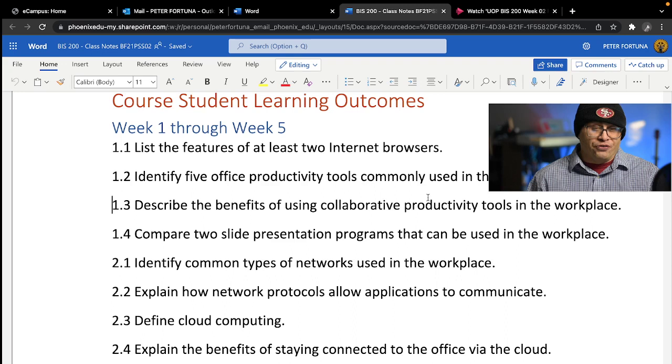Maybe you've heard of Microsoft Sway, and Google Slides, but there's also Prezi, Canva, and other ones that are solely cloud-based. And we'll talk about those too in class.